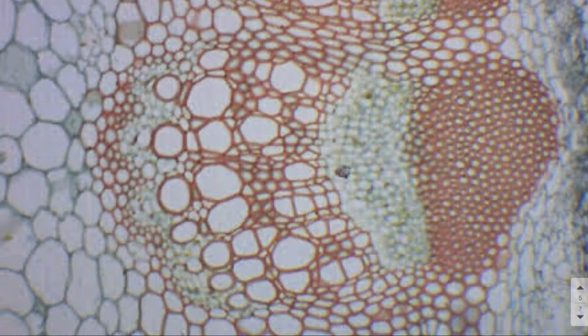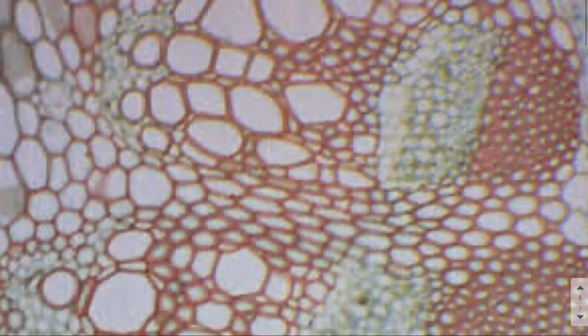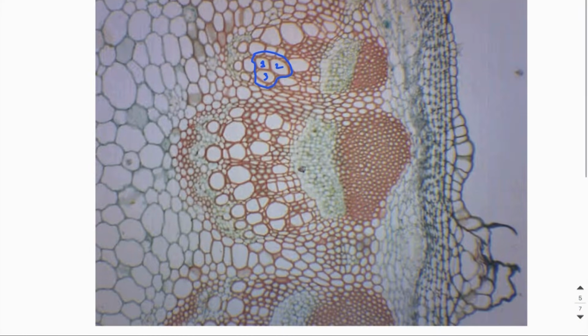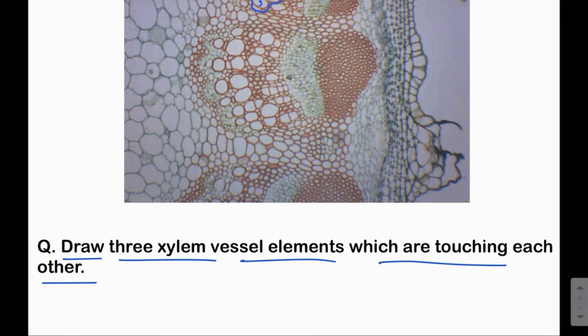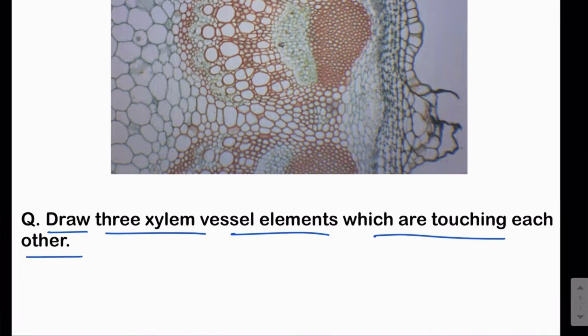So we need to find three cells which are touching each other. For example, we can draw these three cells because these three cells are touching each other. So instructions need to be carefully followed while drawing the high power drawing of cells, right? Let's draw these three xylem vessel elements.